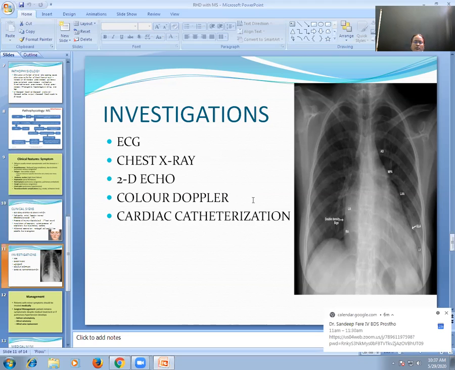This is to see the flow of blood, and cardiac catheterization. These are the investigations: ECG, X-ray, 2D echo with color Doppler. These are the basic investigations for diagnosis of mitral stenosis.